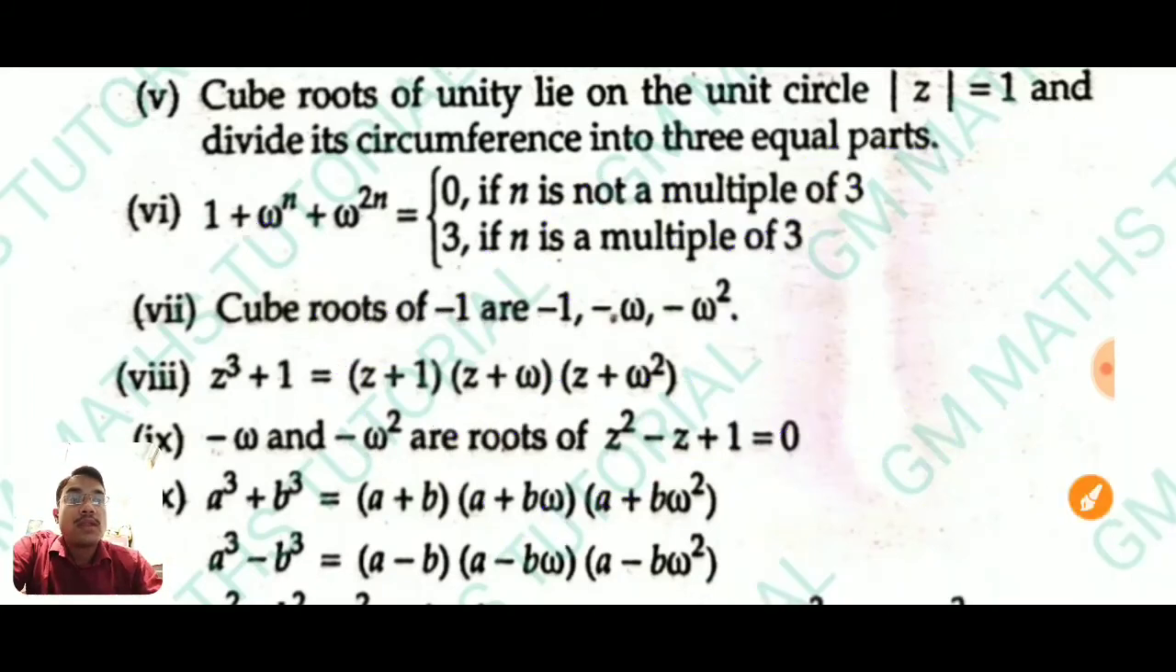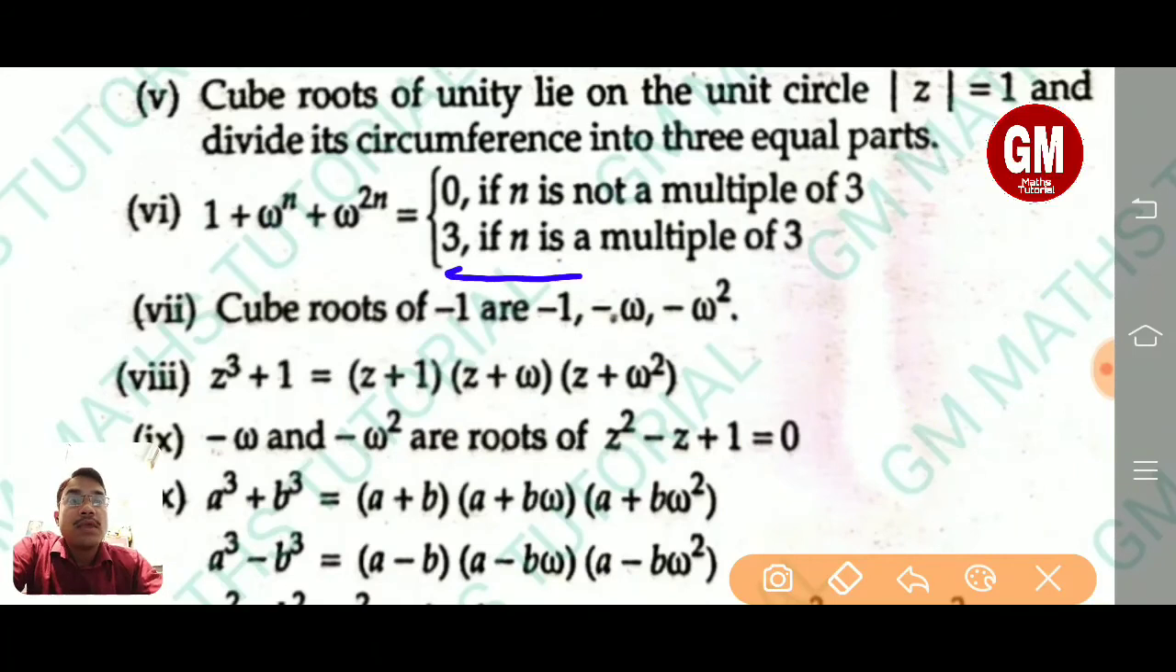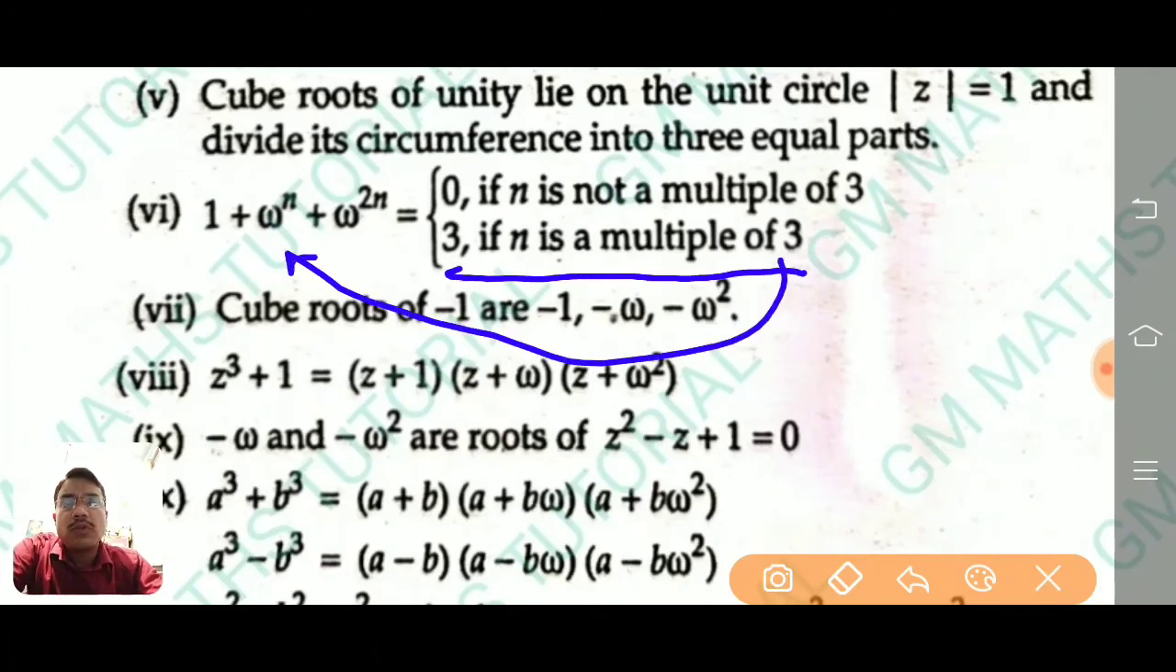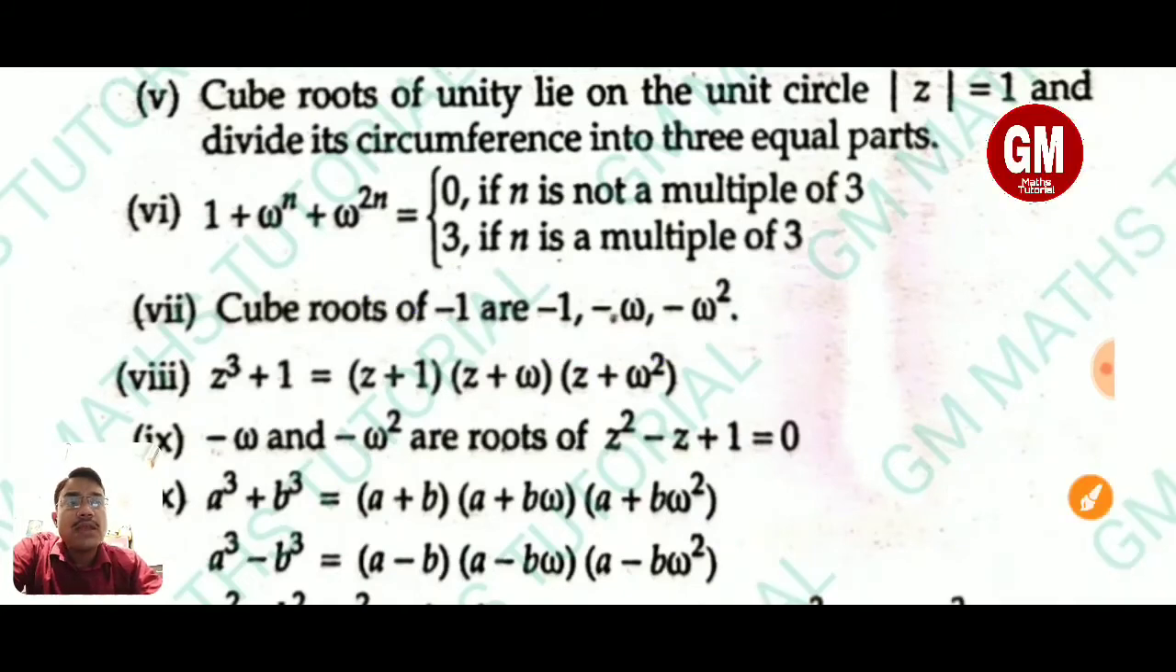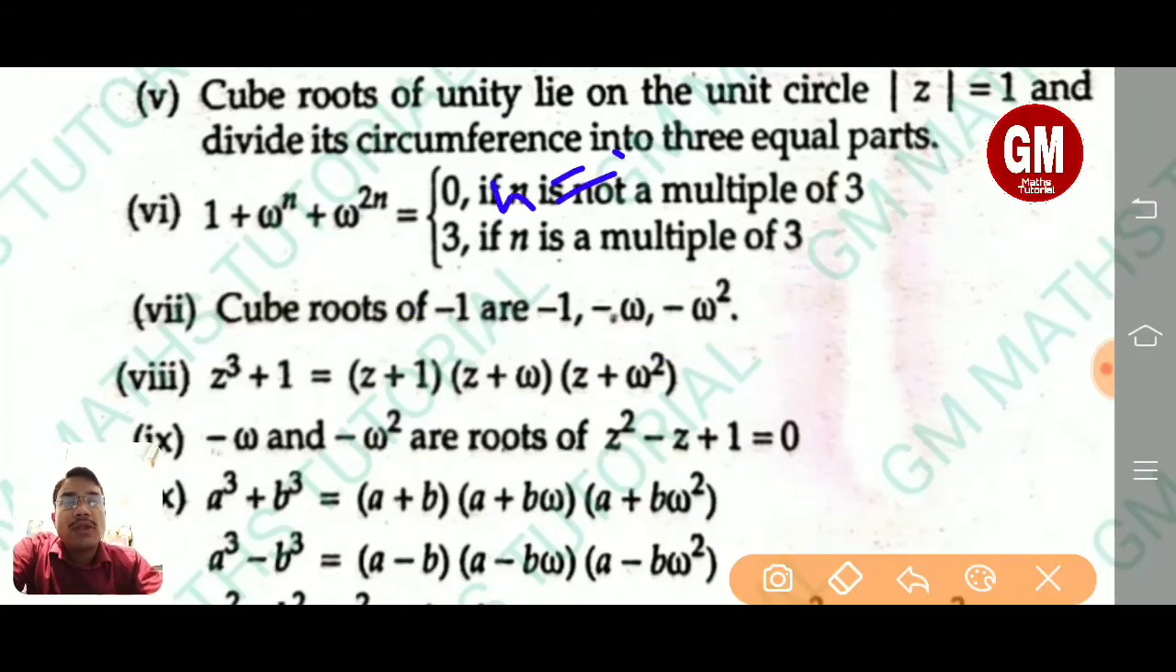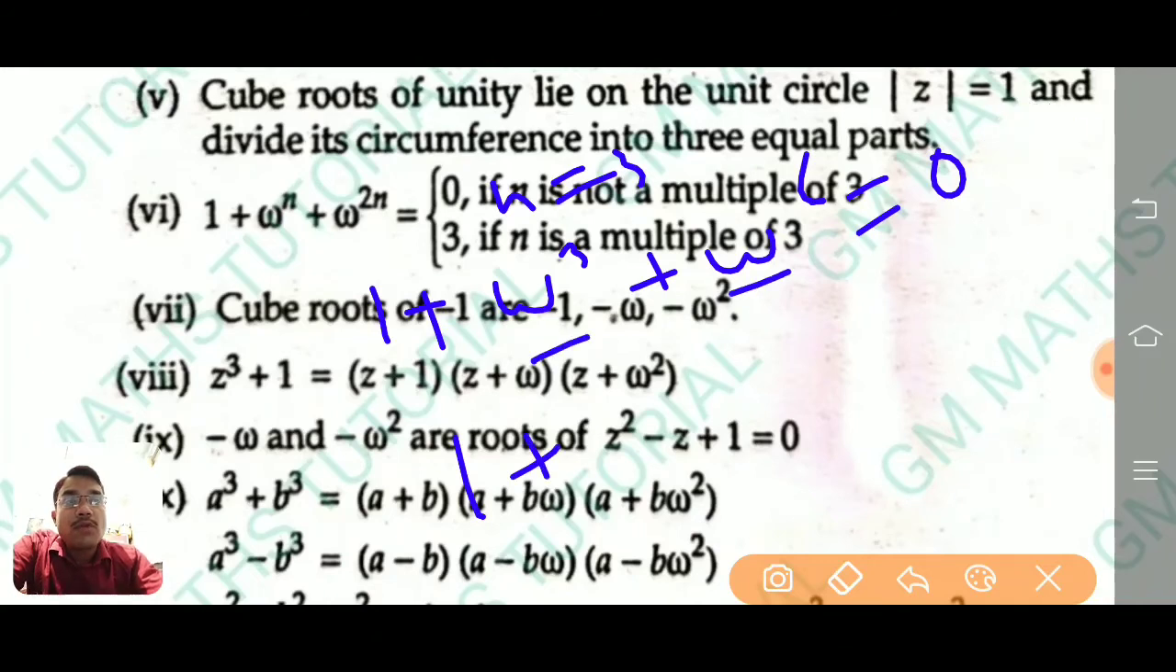Clear? Now let's see next. If n is a multiple of 3, let's take n is equal to 3. When we take n is equal to 3, we get 1 plus omega cube plus omega power 6 is equal to 0. When we take common, we know that omega cube, what is omega cube?